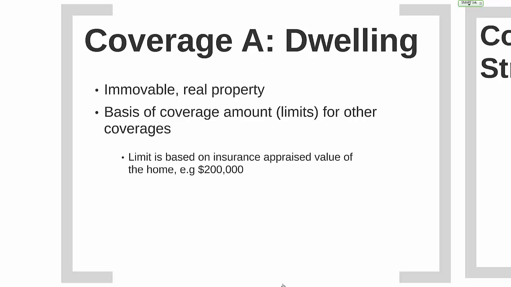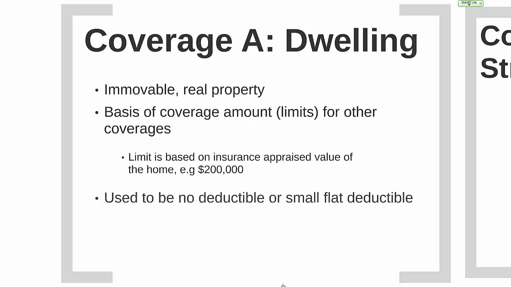For example, if the home is worth $200,000, that will be the coverage A limit, and the limits of coverage B, C, and D will all be based off of that $200,000. We'll discuss that further as we get to each coverage. There used to be either no deductible or a small flat deductible on coverage A, but now it's common to have 1, 2, 5, and even 15% deductibles.